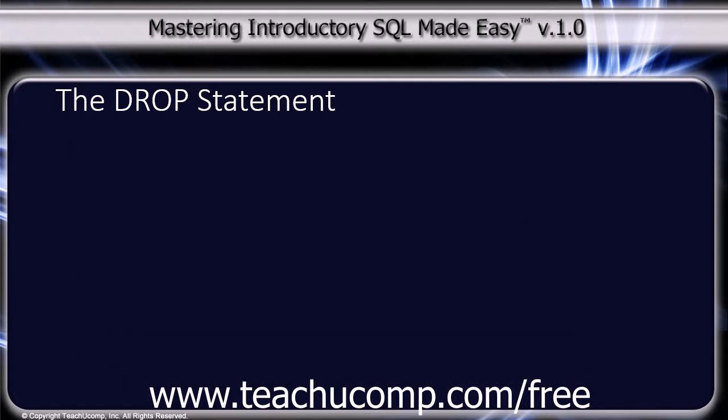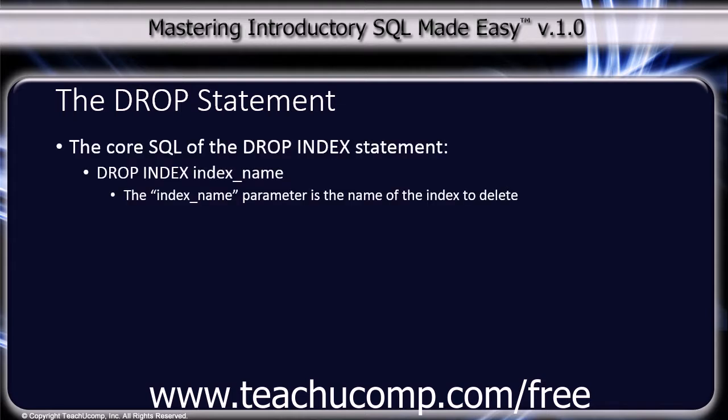You can also use the drop statement to delete table indexes. The core SQL of this statement is essentially drop index. However, it is implemented in slightly different ways within various relational database management systems. The following statement shows the core SQL used within the drop index statement. Note that the index name parameter is the name of the index to delete. So the core SQL is essentially drop index and then the index name parameter.